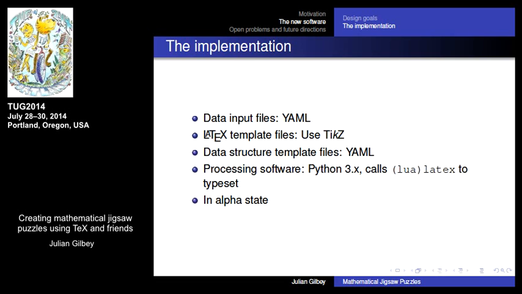I've also got some data structure template files. So somehow between the data input, which says I've got a pair, a question and an answer. So on the triangle puzzle, on the jigsaw puzzle, the question might be 3 cubed times 3 cubed. The answer is 3 to the power of 6. The input file will say this is a pair of question and answer.